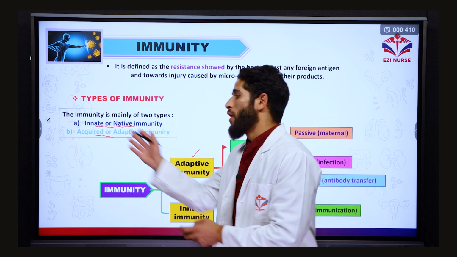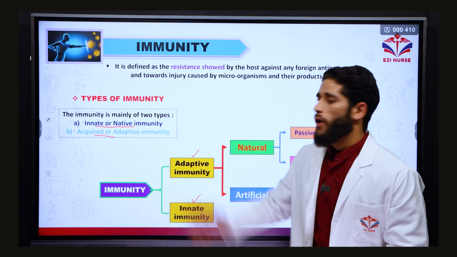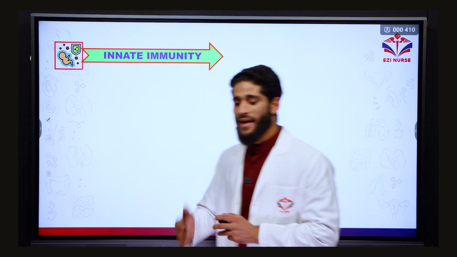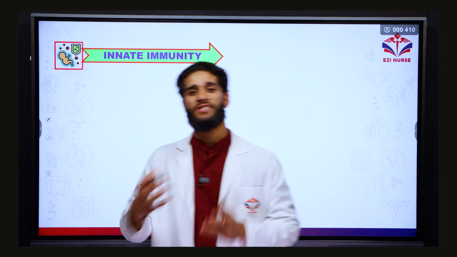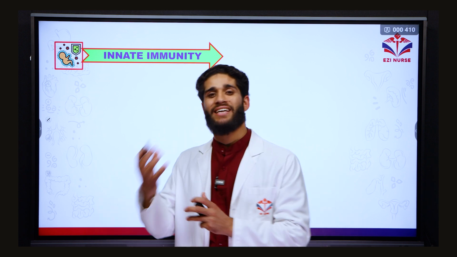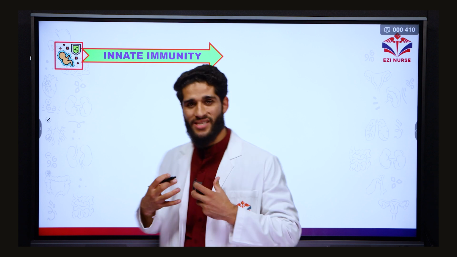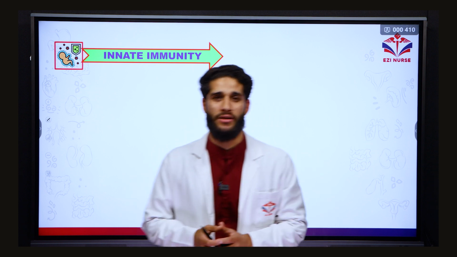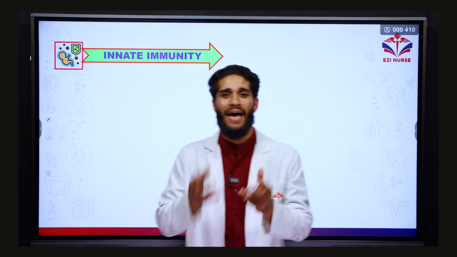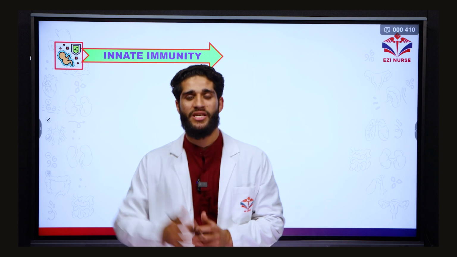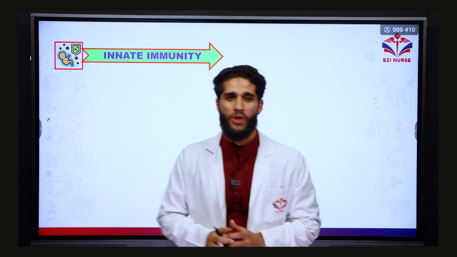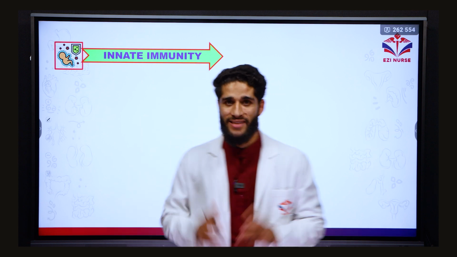So let's understand the innate immunity, also called the native immunity. Innate means something which is present from the first time. So innate immunity is basically a type of immunity which an individual possesses since birth. Whenever an individual is born, he has a type of immunity. He is able to defend against some of the microorganisms and some of the pathogens since his birth. So that type of immunity is called the innate immunity.